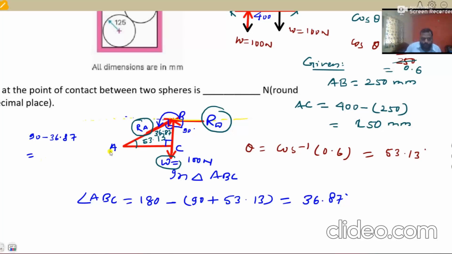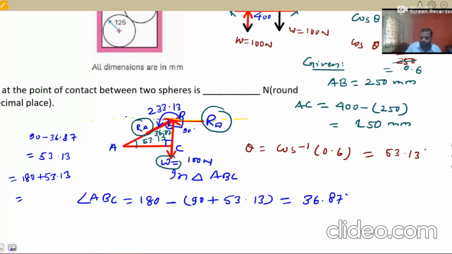Here I can write 53.13. Now the total value will be 180 plus 53.13, that would be 233.13. Okay, now completed. The three components and the angles between them I also got.